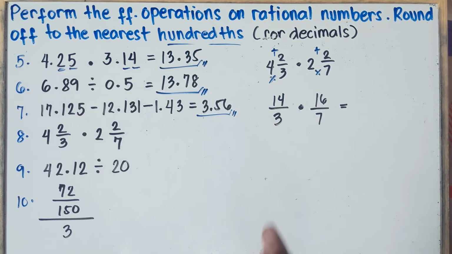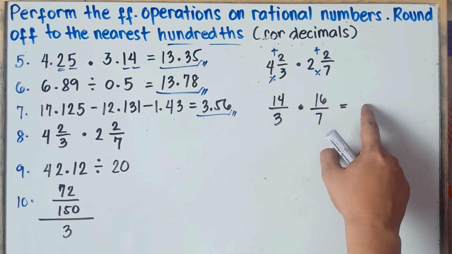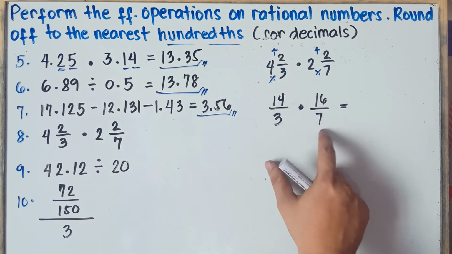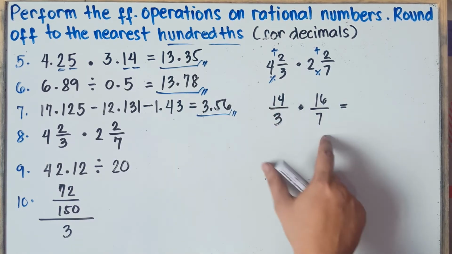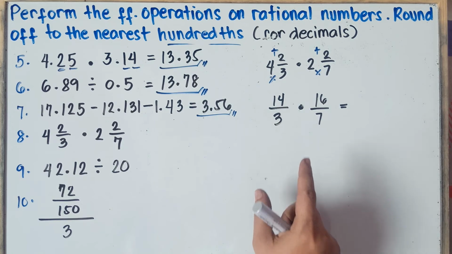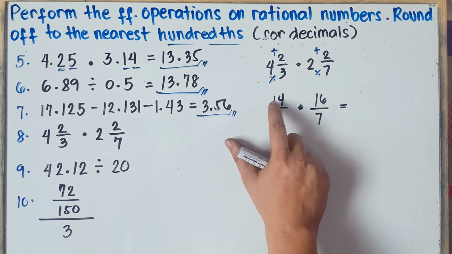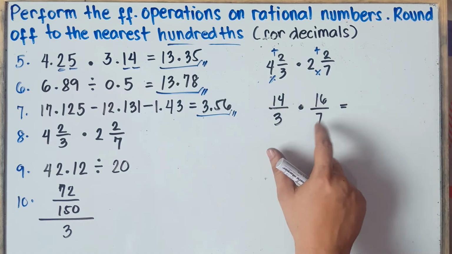But if we multiply 14 and 16 directly, your number, class, is a large number, and it's difficult for us to reduce our answer to the lowest term. So that's why, class, we need to apply the crisscross. For 14 and 7, class, what would be the greatest common factor of 14 and 7? That's correct. The GCF of 14 and 7, that is 7, right? We can divide 14 by 7. We can also divide 7 by 7.